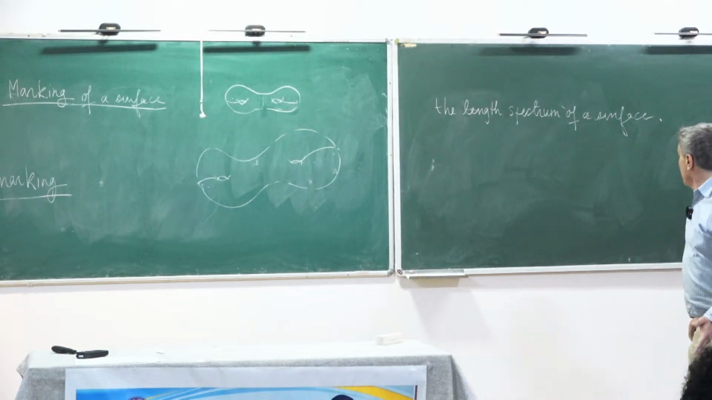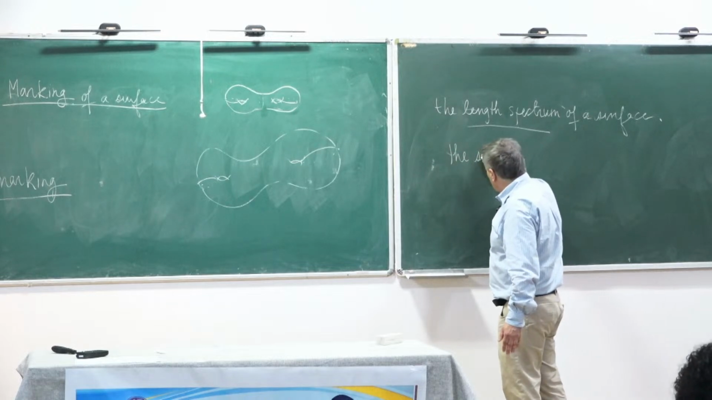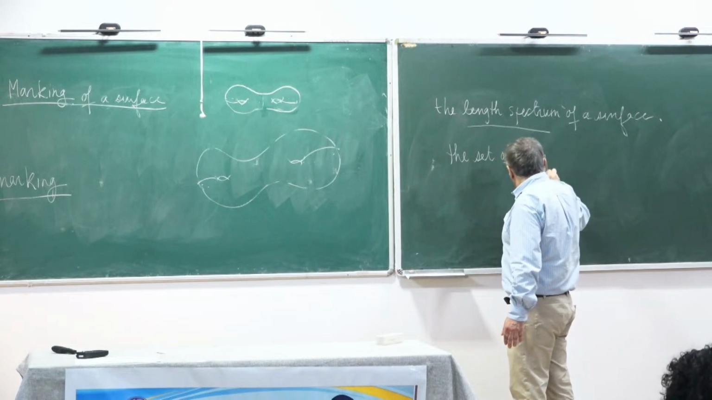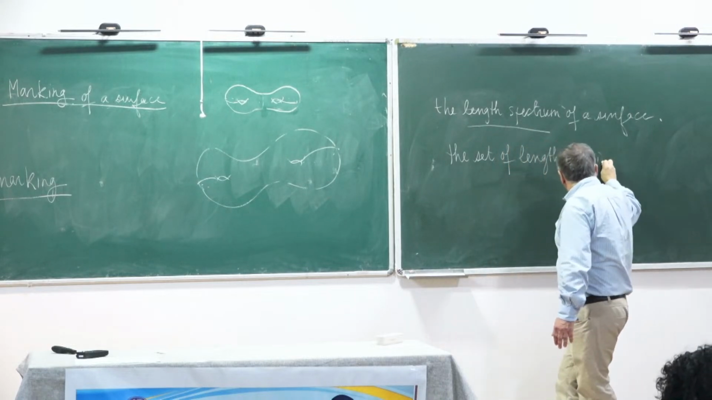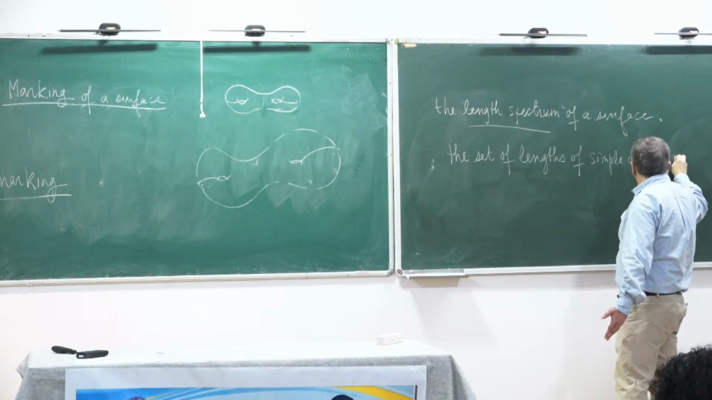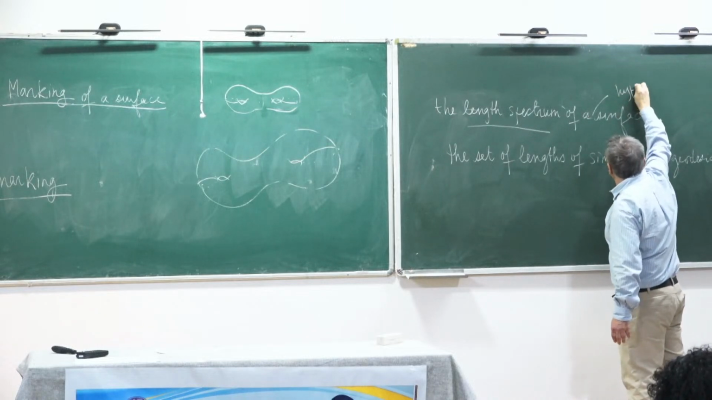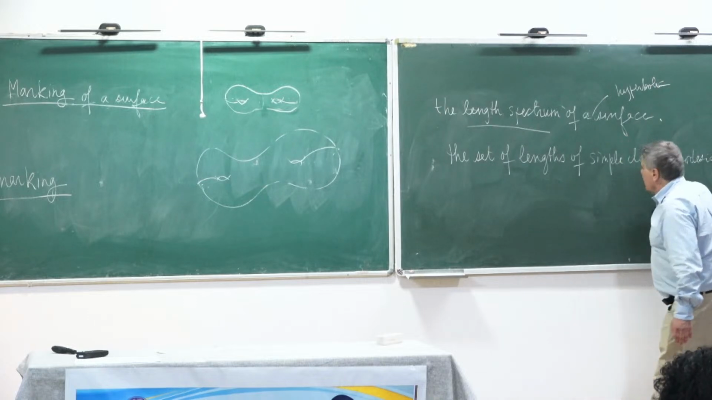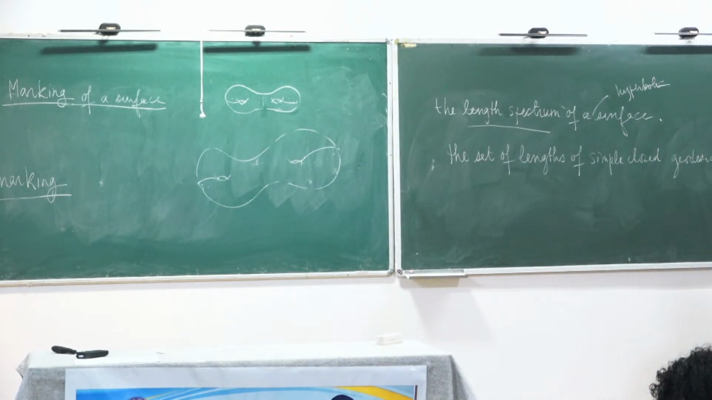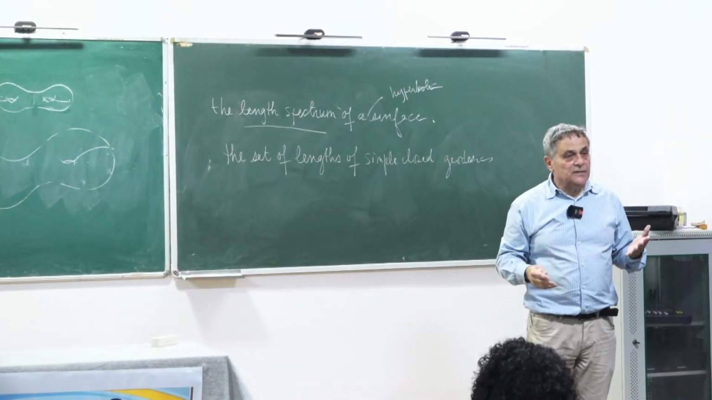So the length spectrum, there's the word length here. This is the set of lengths of the simple closed geodesics. Let's say I have a hyperbolic surface. And one thing which is true, if you say it precisely, is that the length spectrum of a surface determines the isometry class of the surface. It determines the geometric structure.